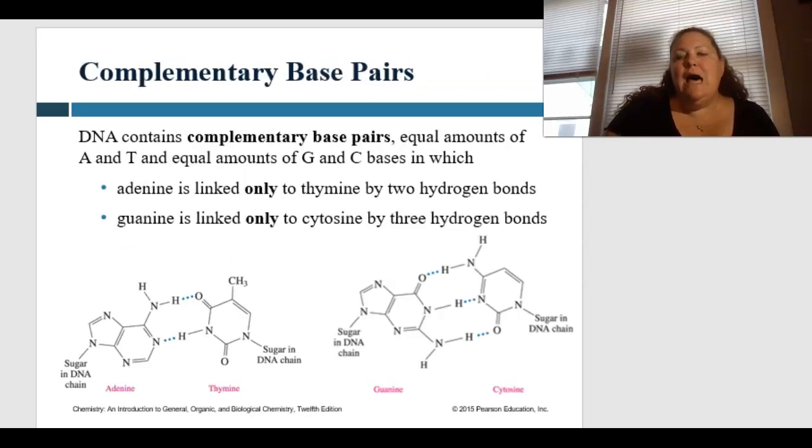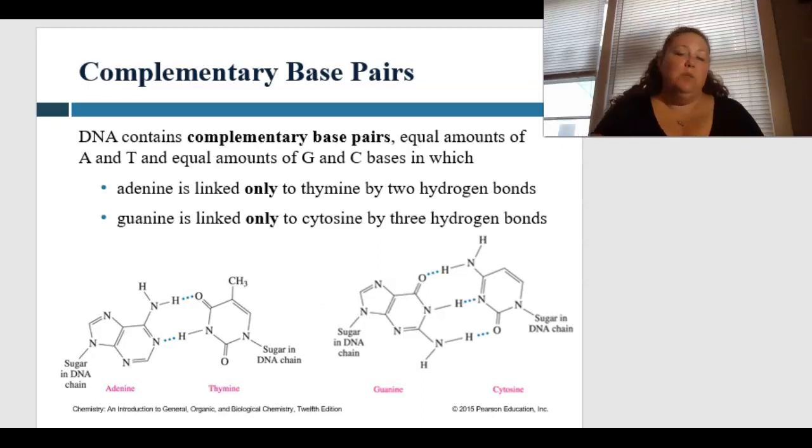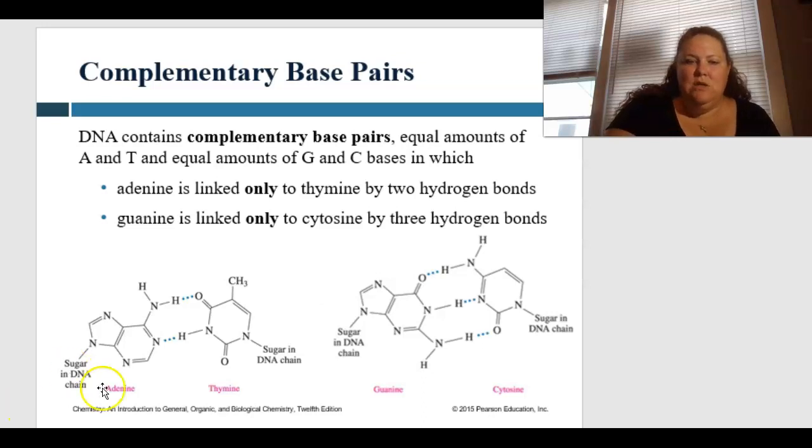So DNA contains complementary base pairs. Complementary is just a fancy word for matching. If I'm putting together a complementary outfit, I know that red and black go together, but red and pink do not. So complementary base pairs have equal amounts of A and T and equal amounts of G and C bases. Adenine is linked only to thymine, through 2 hydrogen bonds, and guanine is linked only to cytosine, through 3 hydrogen bonds. You can see here, A is bonded to T through 2 hydrogen bonds, and G is bonded to C by 3 hydrogen bonds.